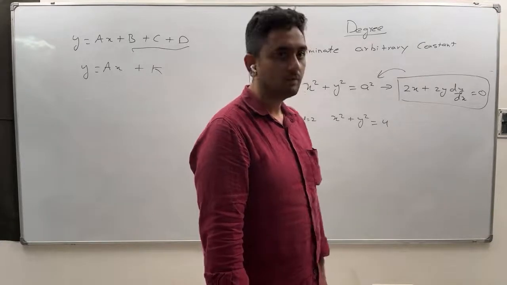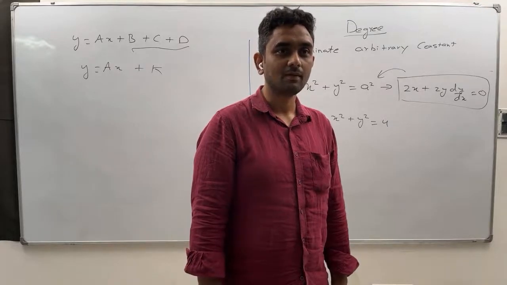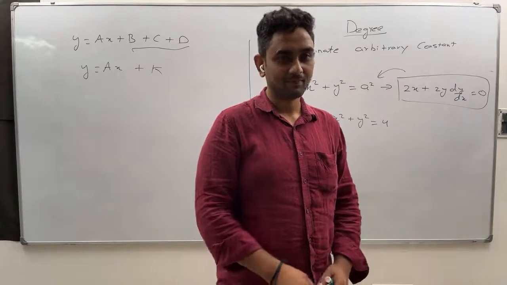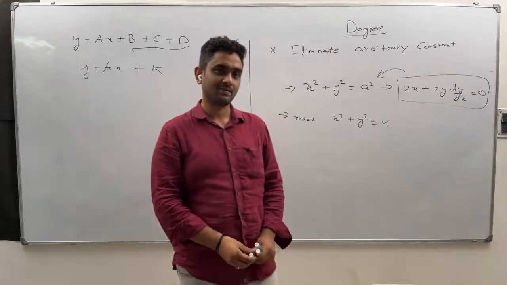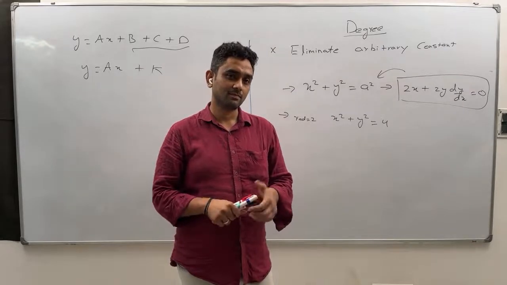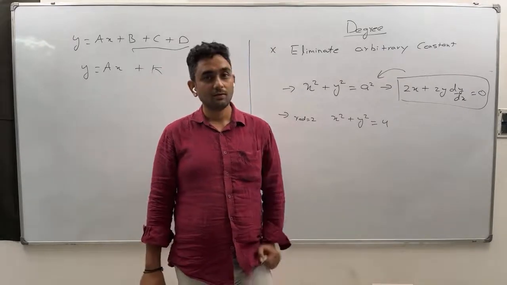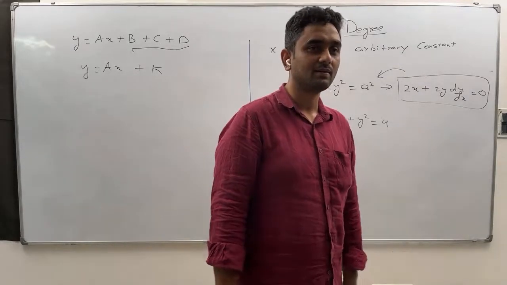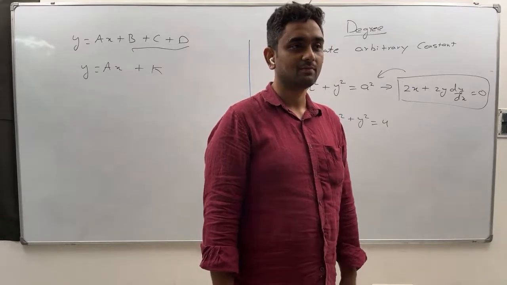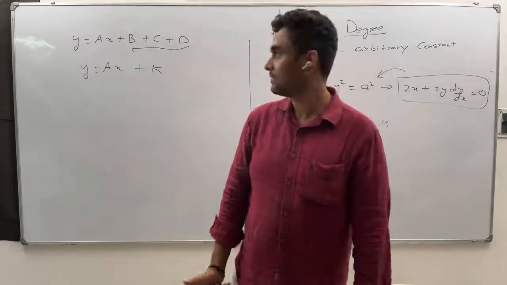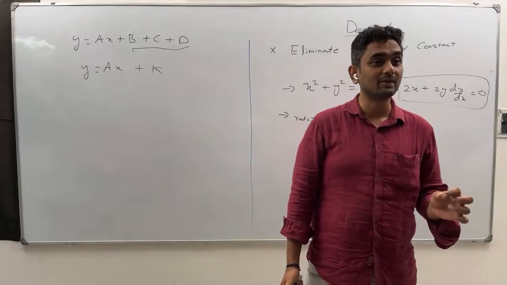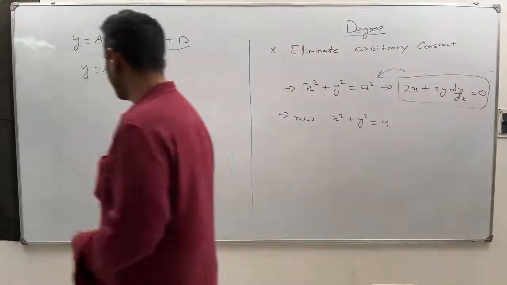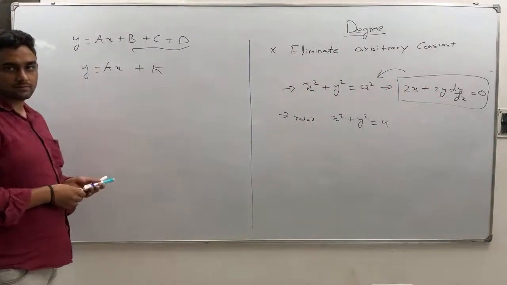2x square would also be an arbitrary constant. Do you know the value of 2? Yes, 2 is 2, so 2 is a fixed constant. Suppose we have bx square plus y square equal to a square, then bx square would also be an arbitrary constant. B is an arbitrary constant. X is a variable, so ax is an arbitrary constant. A is an arbitrary constant, x is a variable. So this is what we get.